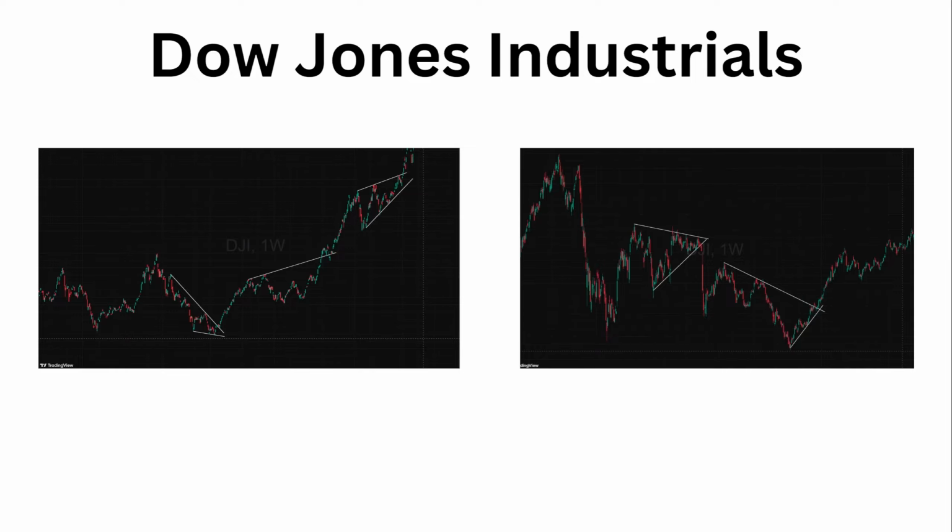If you look at these charts, are you able to guess which is an old chart and which is the present? Both are from the same index, the DJI, the Dow Jones, and both are on a weekly time frame. Both are from two different time periods. Are you able to tell which one is an old chart and which one is from the present?